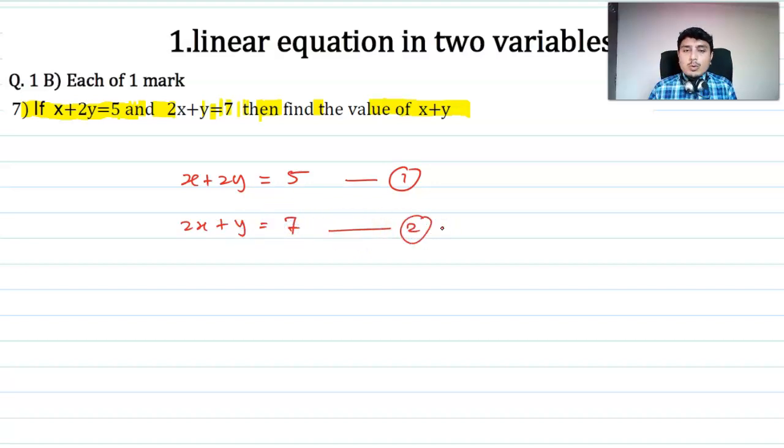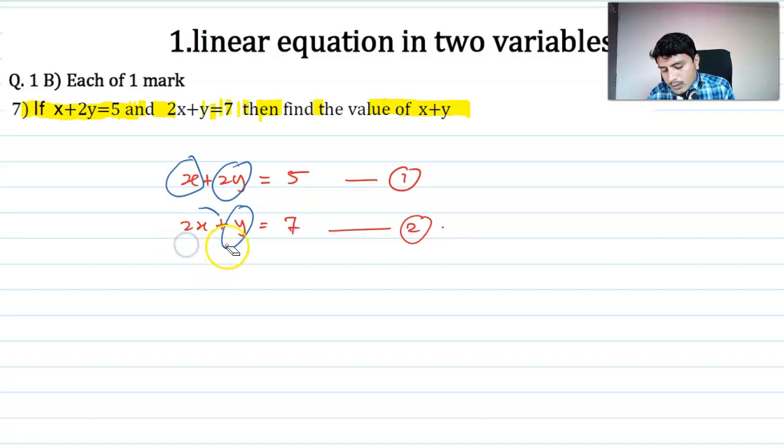Now look at the coefficients of variables x and y in both equations. They are interchanged. 1 is the coefficient of x in equation 1 and 1 is the coefficient of y in equation 2, while 2 is the coefficient of y in equation 1 and 2 is the coefficient of x in equation 2. Once the coefficients are interchanged, and both equations have a plus sign in the middle, we add up the given equations.